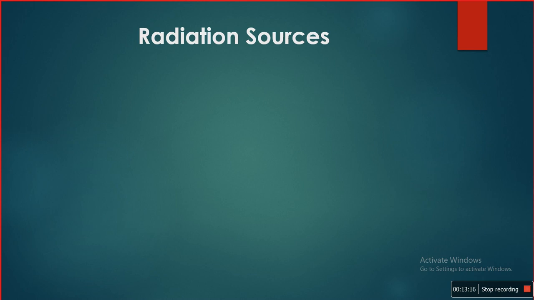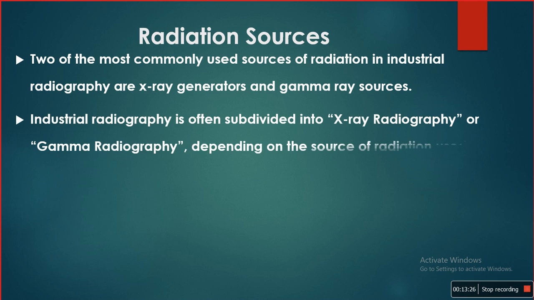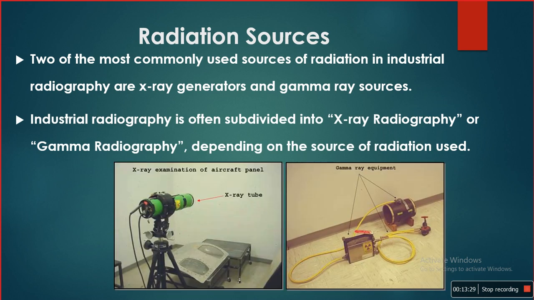So radiation sources, there are different sources. Basically two are X-ray and gamma ray sources. In industry, X-ray and gamma ray sources are widely used. When X-ray radiations are used, it is called X-ray radiography, and when gamma rays are used, it is called gamma ray radiography. These two pictures are the representation of X-ray examination and gamma ray equipment.